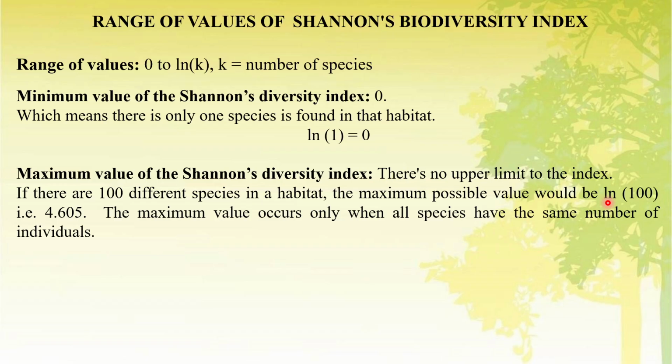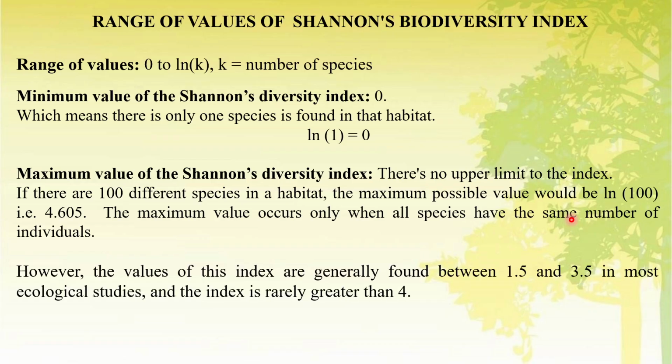So in our case, in the last example, it was ln 5, so 1.6 would be the maximum number, and this number is only possible if all species have the same number of individuals. Only then do we reach the maximum value of this range. So generally, as we have already discussed, the value is between 1.5 and 3.5 in most ecological studies.